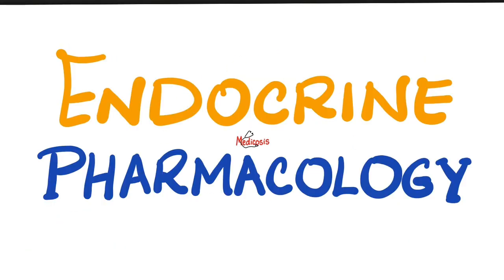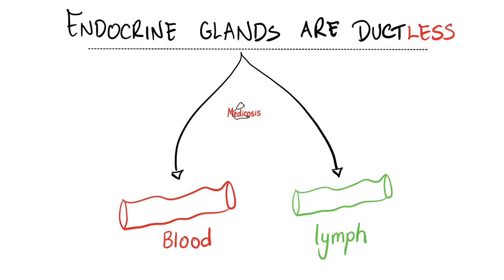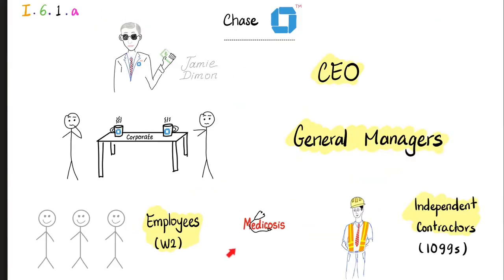Next, introduction to endocrine pharmacology. What is the endocrine system? First, the word endo means what? Into. Into what? Into the blood. Oh, so when you have a cell secreting something directly into the bloodstream, it's called endocrine. And for my A students, it's not just blood. It could be lymph as well. That's endocrine. Think of the endocrine system as a company.